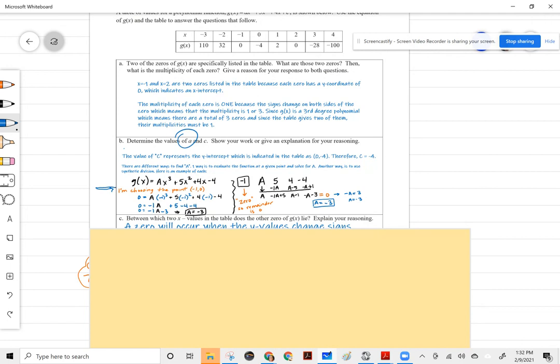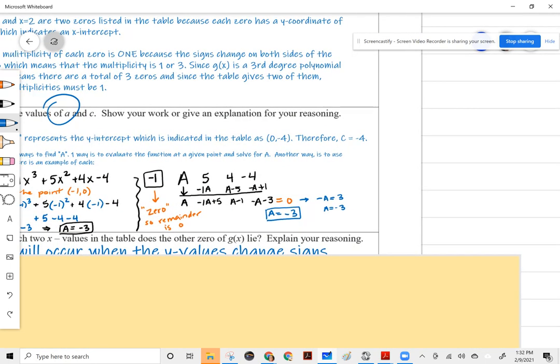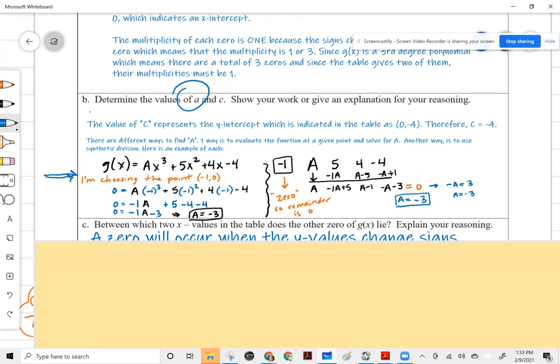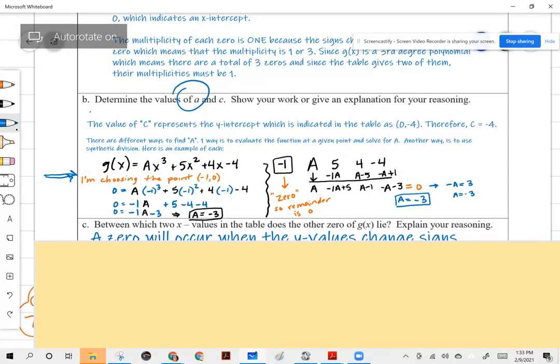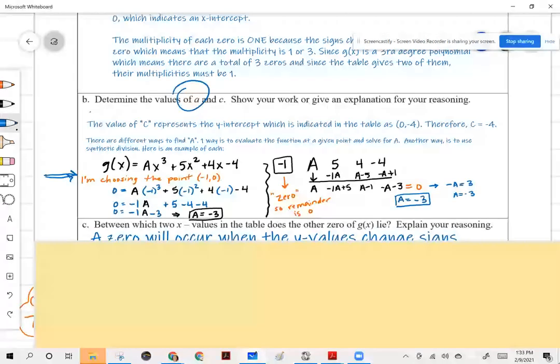So right here in this first example, it says I'm choosing the point (-1, 0). And if I zoom in a little bit, you can actually see the algebra that I'm doing right there with that function. You can see that I am plugging in the point and then evaluating it and finding that A is -3. The other way is to perform synthetic division, and I'm using -1, the zero of the function. I could have used another one.